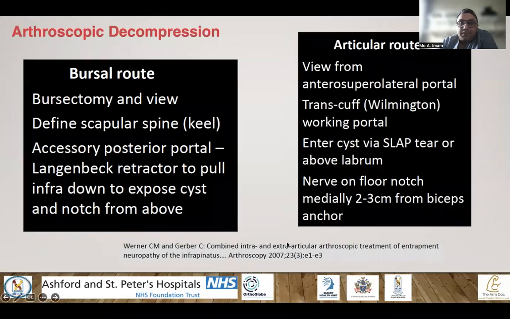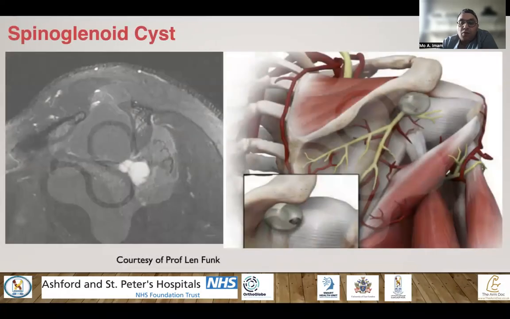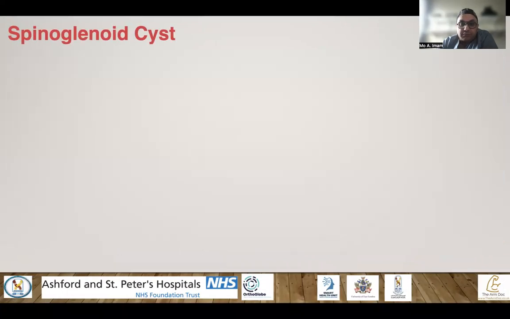In the case of a SLAP tear, you can go through the glenohumeral joint. In cases of no cyst and no obvious site of compression, and you want to release the ligament, I think the Purcell route is easier to go there. In the case of a cyst, there are 2 schools of thought. You can either drain the cyst and repair the SLAP tear, or just repair the SLAP tear, and we'll discuss the results of these.